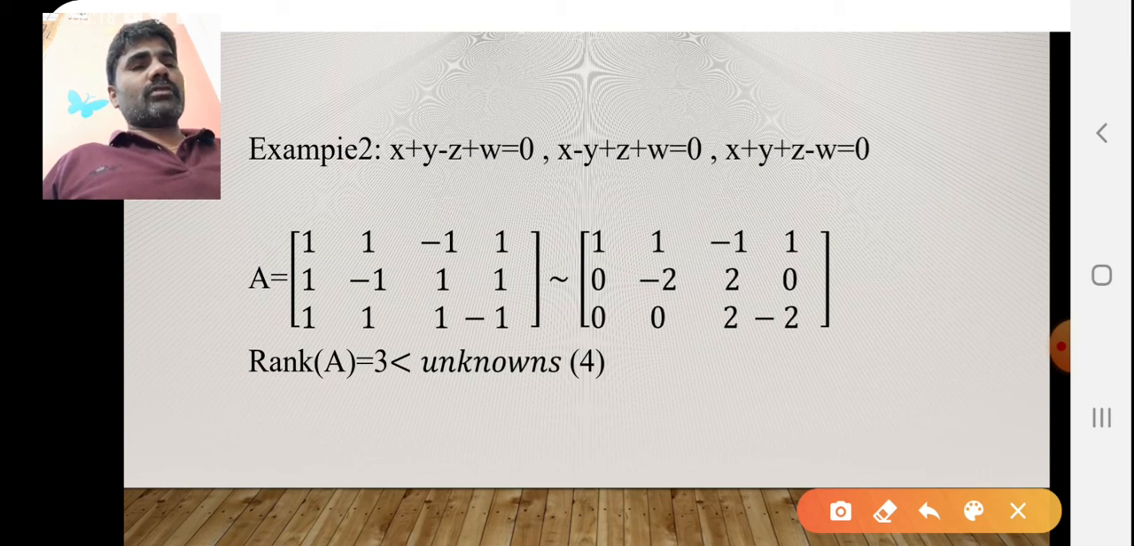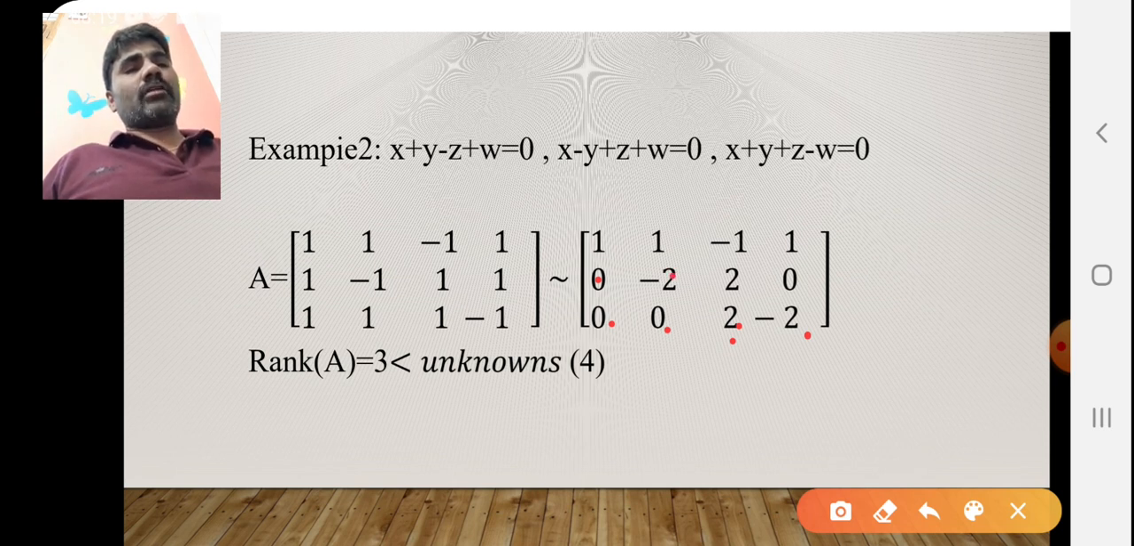Here the number of zeros before the first non-zero element in the second row is 1. For the third row, the number of zeros before the first non-zero element is 2. Zeros are increasing before the first non-zero element in every row. That's why this is in row echelon form. Now solve this system using the reduced equations, coming from backward substitution. This is 2z minus 2w equals 0, that is z minus w equals 0, z equals w.